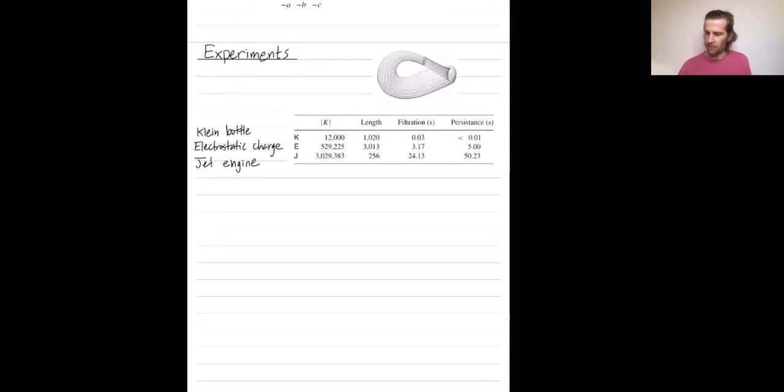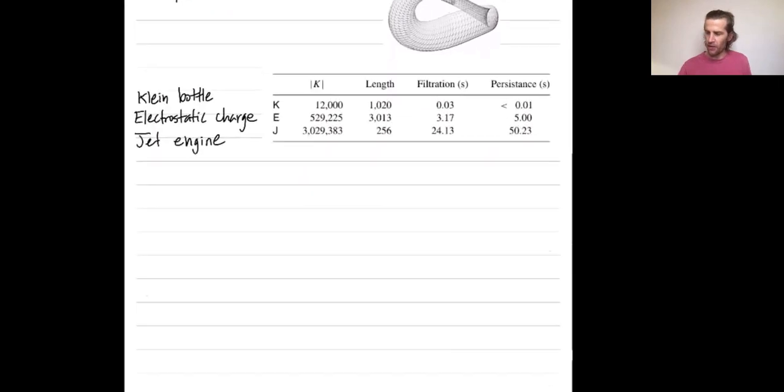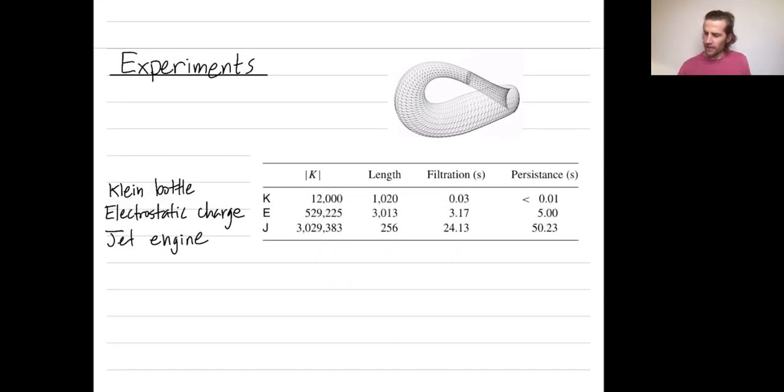This paper mentions some experiments that they've run. So these data sets, capital K corresponds to a Klein bottle. The meshing of the Klein bottle is drawn on your screen. Capital E corresponds to a data set that measures electrostatic charge. And capital J is quite interesting. It's a data set of jet engine flow, so the turbulent airflow out of a jet engine.